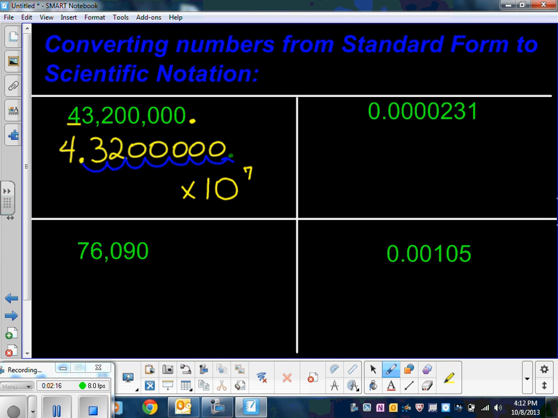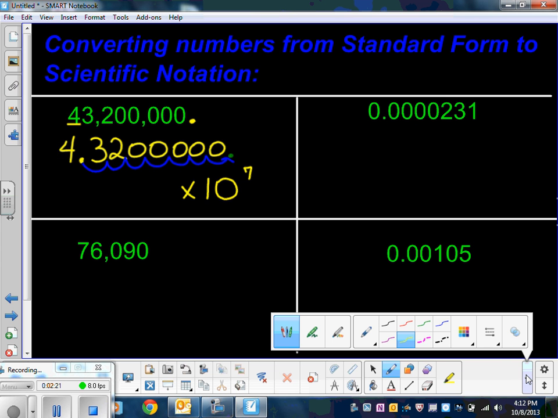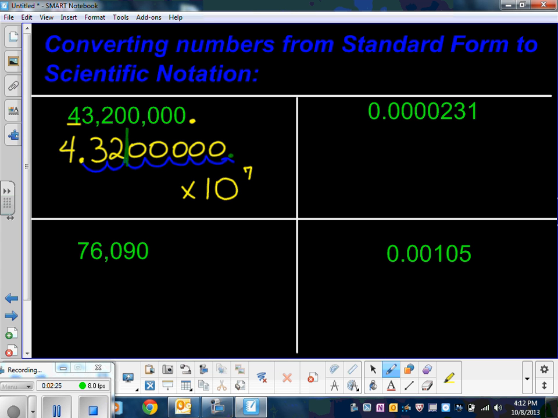Also, since this number happens to end in a bunch of zeros, we can actually cut these zeros off, since nothing after the zeros is going to be useful in our decimal. Therefore, our scientific notation is 4.32 times 10 to the 7th. As always, circle your answer to complete the problem.